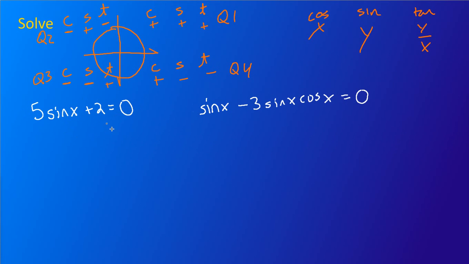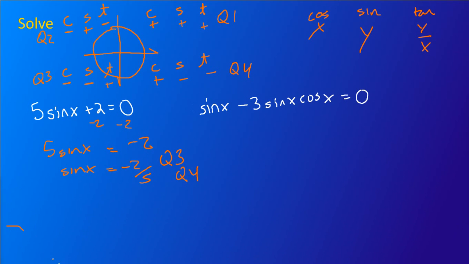So if I'm solving this, I want to make sure I get all the answers. So first I subtract the 2. So I get negative 2, 5 sine x, divide by 5. And now I'm going to use an inverse. But before I do that, notice that I'm negative, so I'm thinking, where could sine be negative? Well, sine is negative in quadrant 3 and quadrant 4.